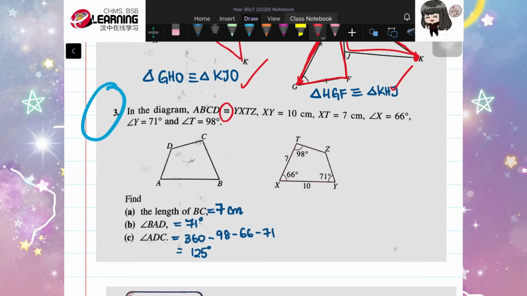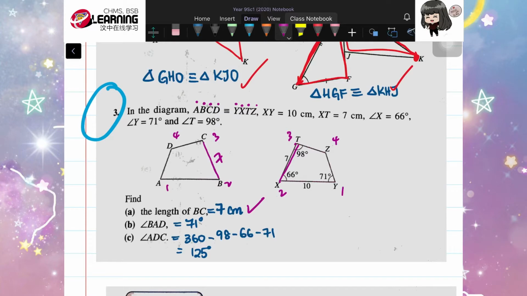In the diagram, ABCD is congruent to YXTZ. It's already following the order: first, second, third, fourth. So this is first, second, third, fourth, and it's congruent to Y, starting from here, YXTZ. It's already a flipped triangle. You see TX here is 7, so this must be 7. So your BC is 7.